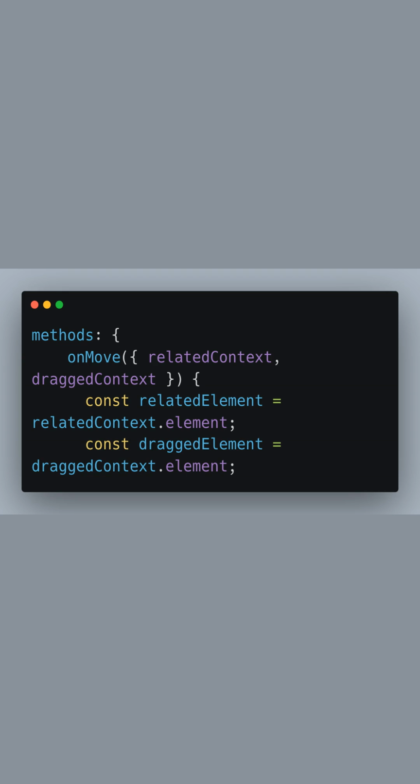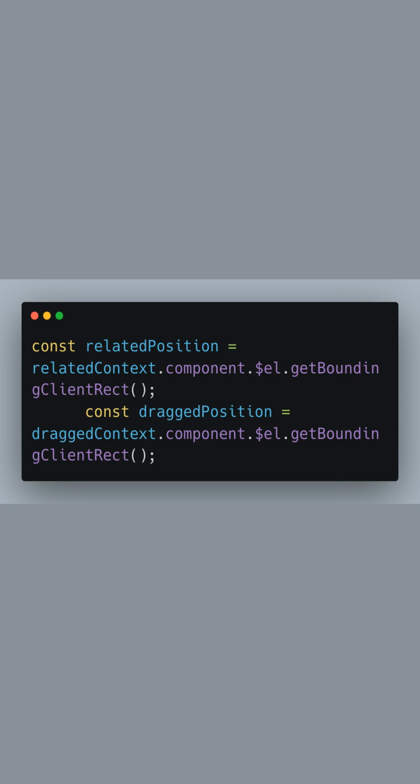The methods object holds the functions that our Vue app can execute. Here, onMove is a method that will be triggered during a list reordering action. It accepts an object with related context and dragged context, which we use to reference the items involved in the swap. We retrieve the bounding rectangle for both the element being dragged and the related element. This is how we obtain their positions on the page, which helps us determine how far we need to move each element visually to represent the reordering.